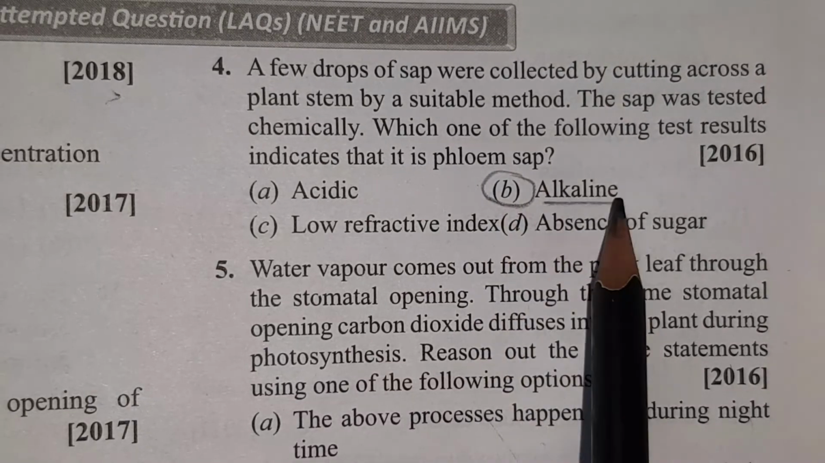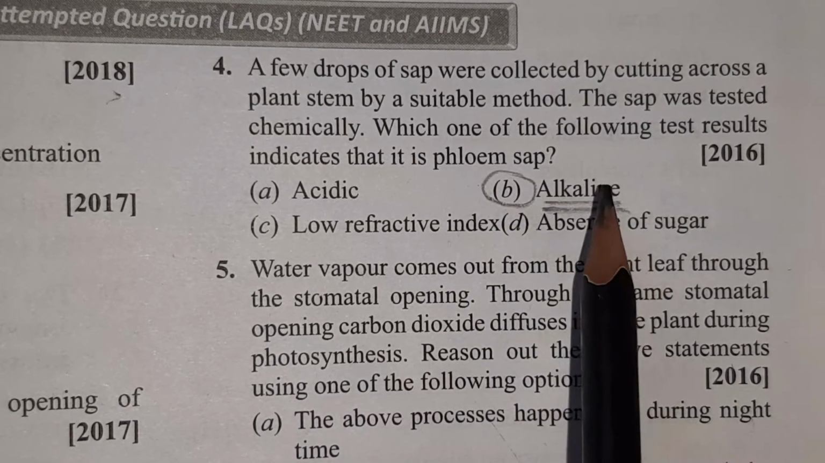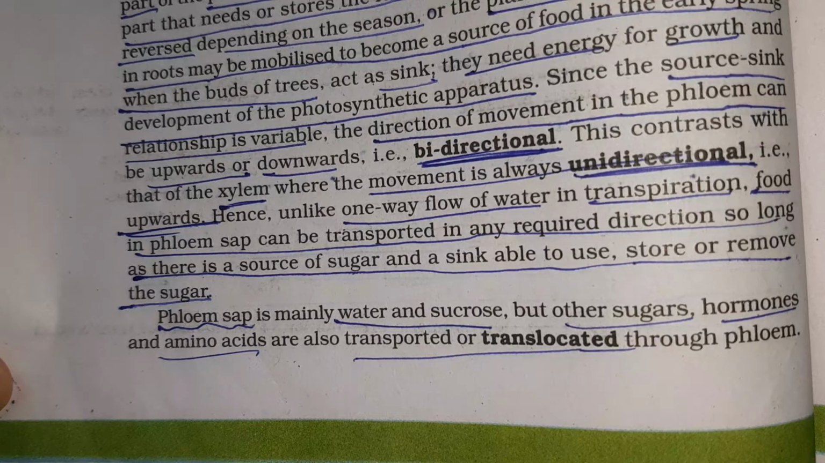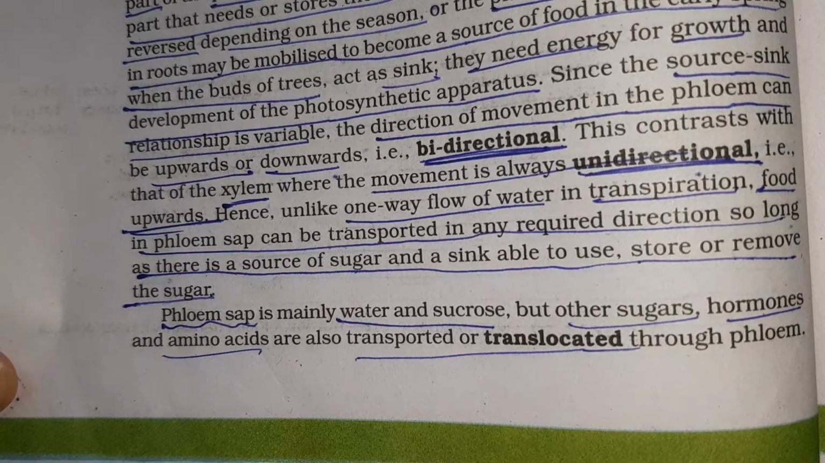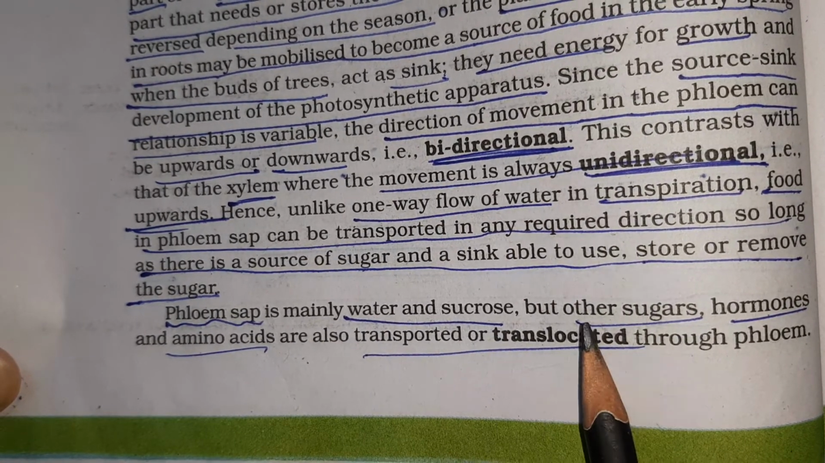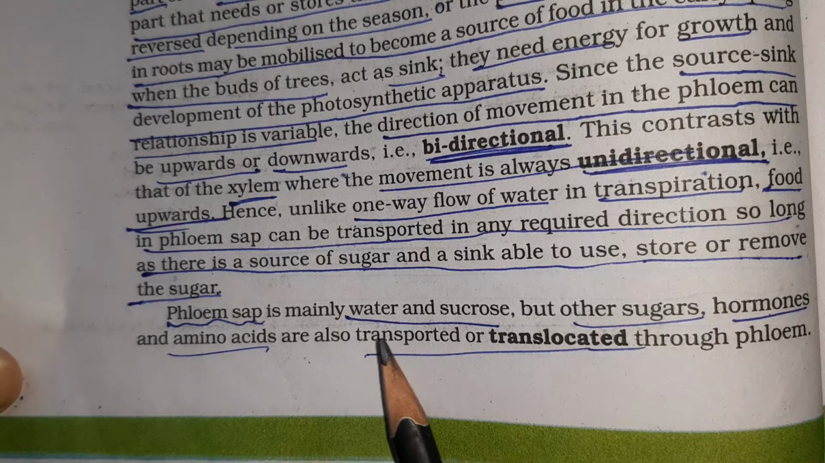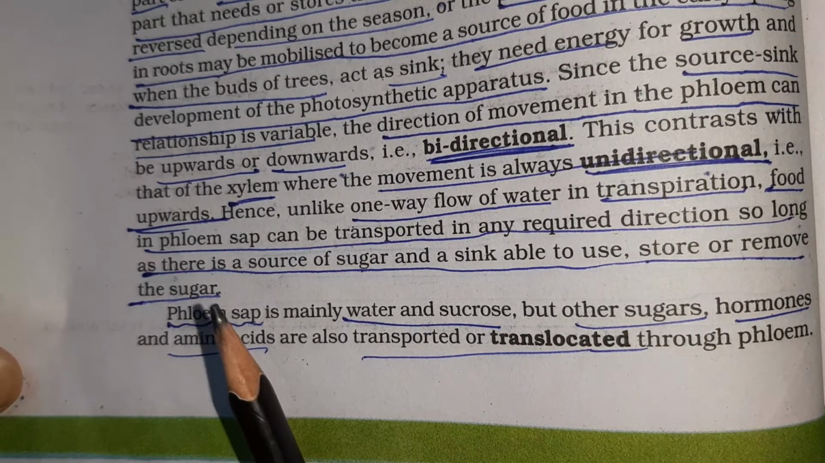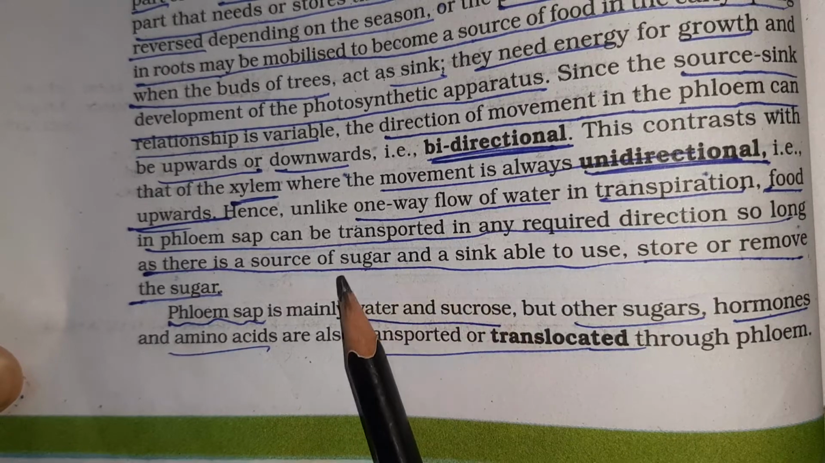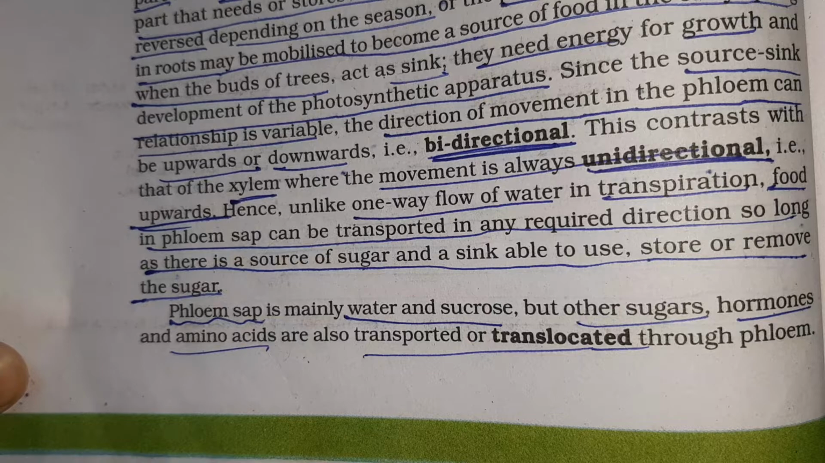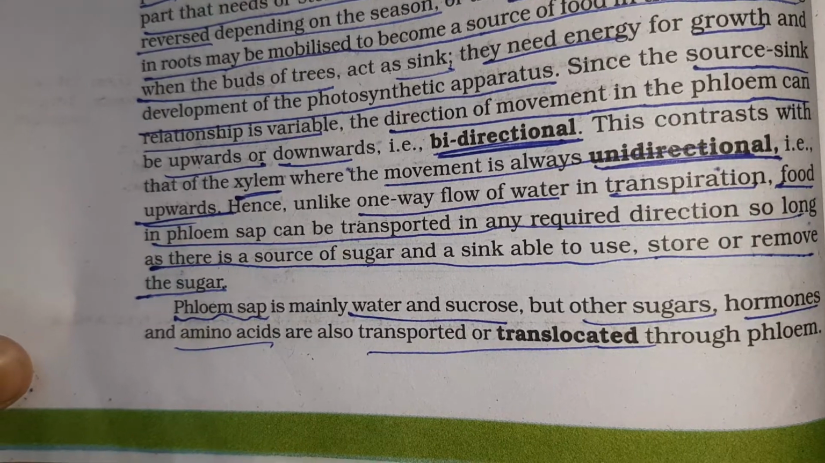Alkaline. Now, how can we say that phloem sap is alkaline? Let us look in NCERT. It's given on page number 190. You can see phloem sap is mainly water and sucrose, but other sugars, hormones and amino acids are also transported or translocated through phloem. Mainly it is water and sucrose. So the nature is alkaline. The option B is correct.